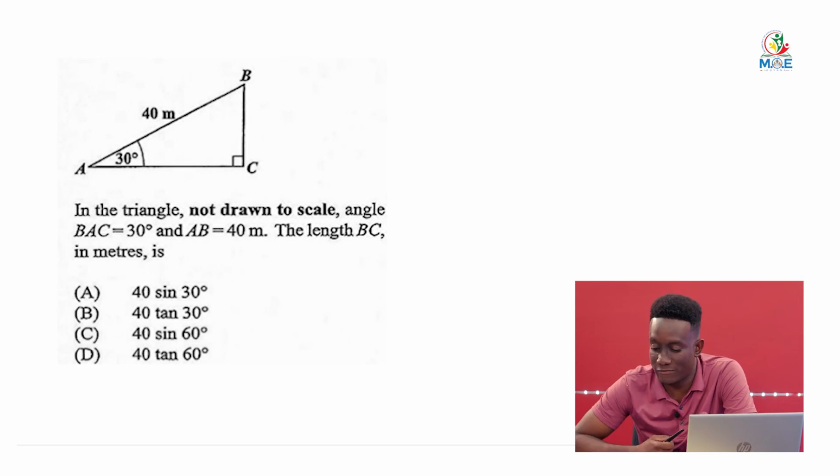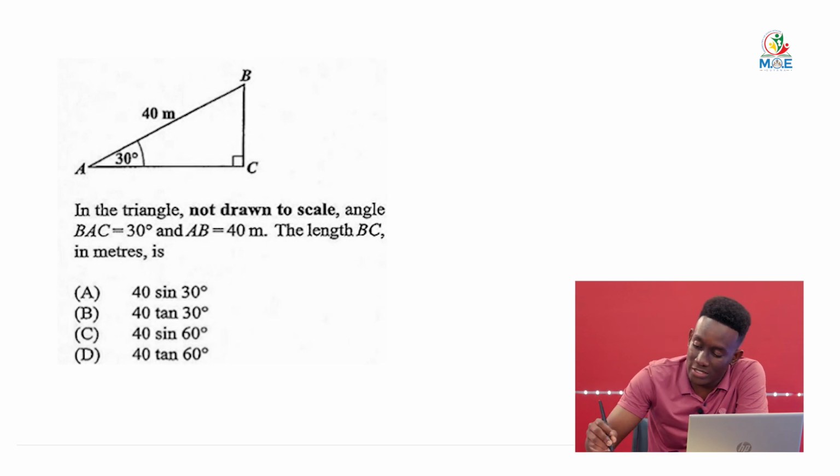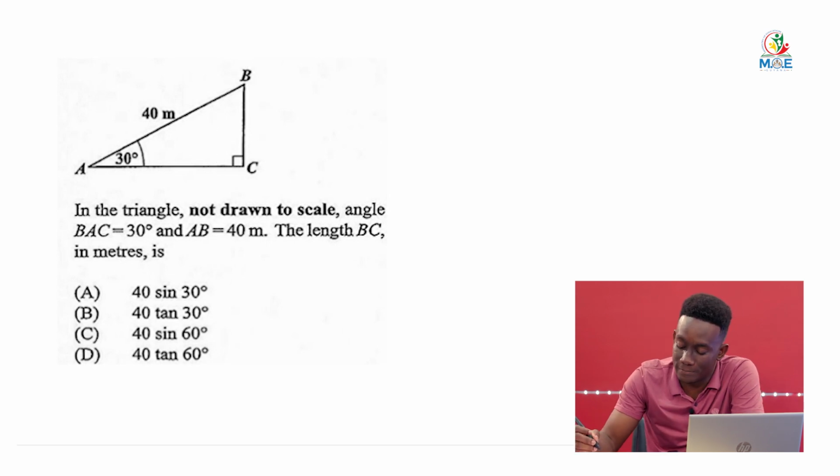In this video, we will be looking at some CSEC multiple choice type questions on geometry and trigonometry. So let's head straight into the first question. So this question says we have a triangle there. In the triangle, not drawn to scale, angle BAC is 30 degrees and AB is 40 meters. The length of BC in meters is, so they want to find the length of BC.